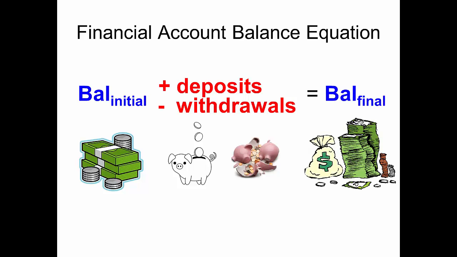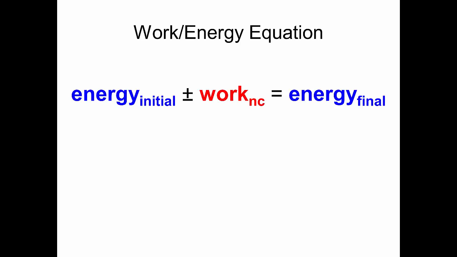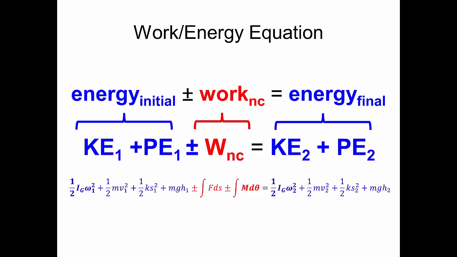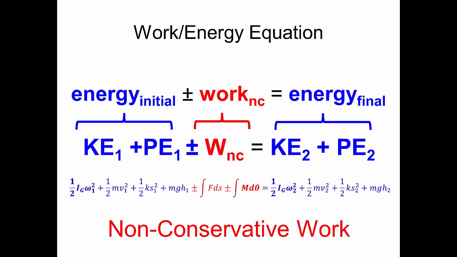The same is true of our energy. Our initial energy plus or minus our non-conservative work gives us the final energy. We have kinetic energy plus potential energy plus or minus our non-conservative work equals our final kinetic energy plus our final potential energy. Writing out the full equation, we add on our 1/2 mass moment of inertia times angular velocity squared to both sides of the equation, and we also add in our plus or minus our moment times our change in angle. Anytime that we have an outside force or an outside moment acting on the system, we have non-conservative work that's part of our equation.